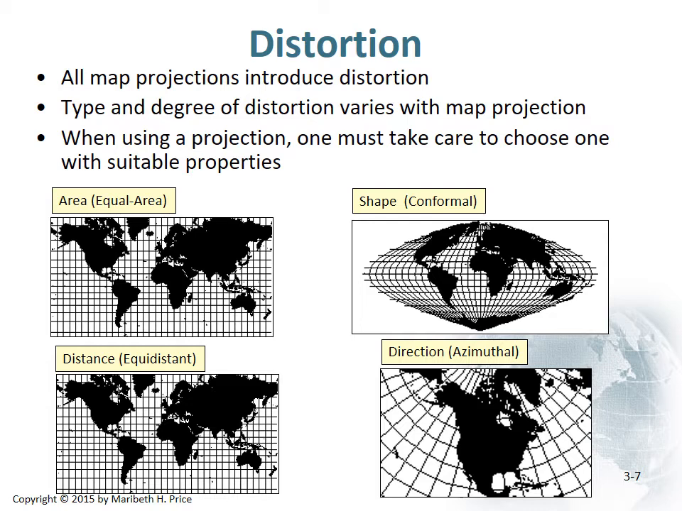So here are the four main map properties, geometric ones that we deal with. Area, which is commonly called equal area on a map if it's preserving area relationships. Distance or equidistant map projections, they're preserving distance over everything else. The conformal map projection is preserving shape, and an azimuthal map projection is preserving direction.